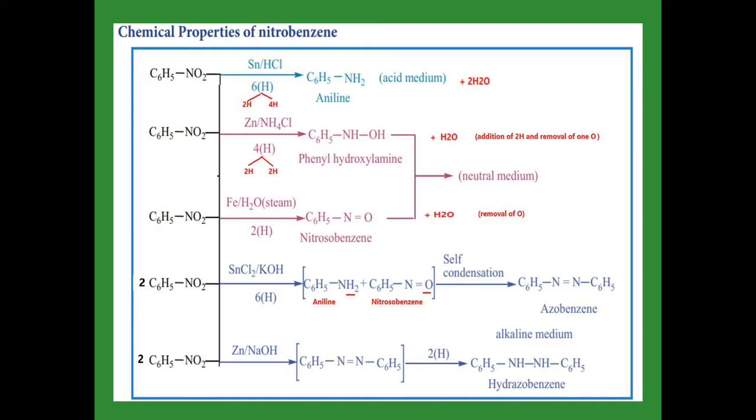The next one, again 2 moles of nitrobenzene is added with zinc and sodium hydroxide. First of all, it gives the azobenzene like the previous product. Again it undergoes reduction, meaning addition of hydrogen, and gives hydrazobenzene, that is C6H5-NH-NH-C6H5, that is called hydrazobenzene.